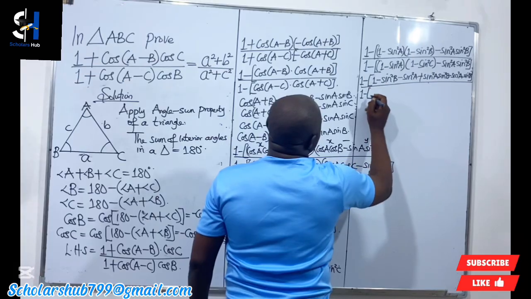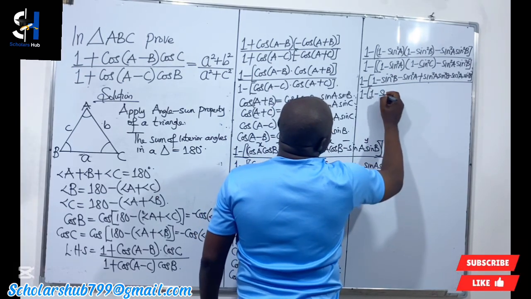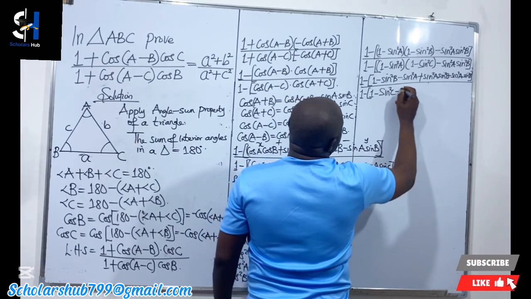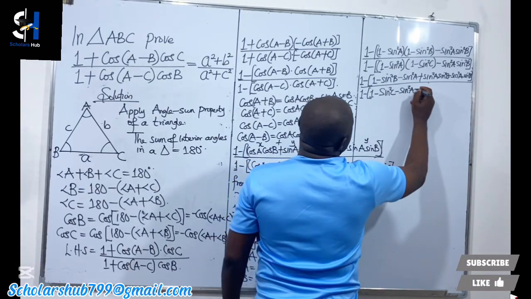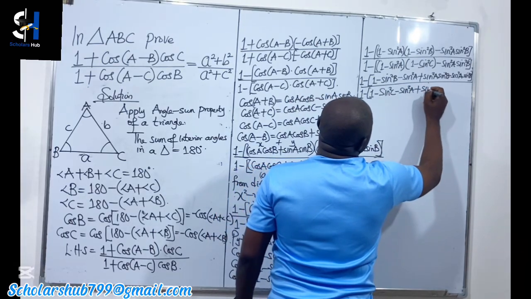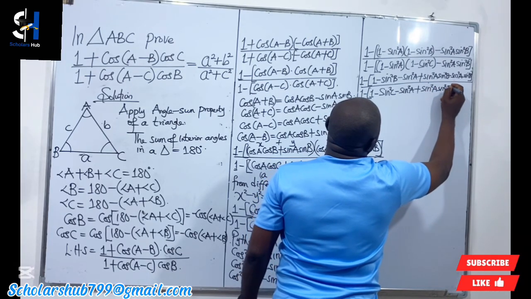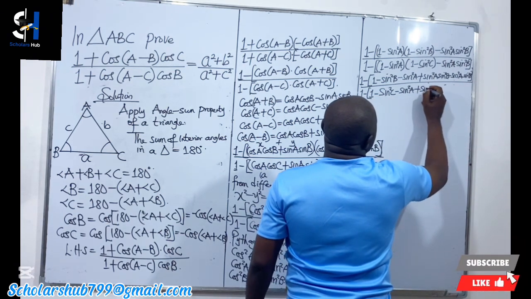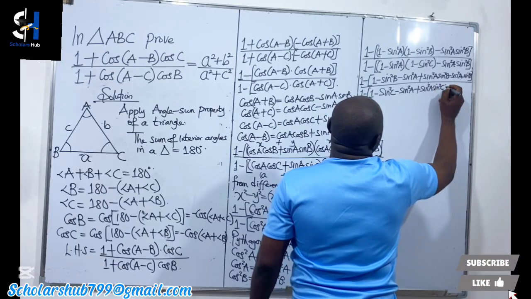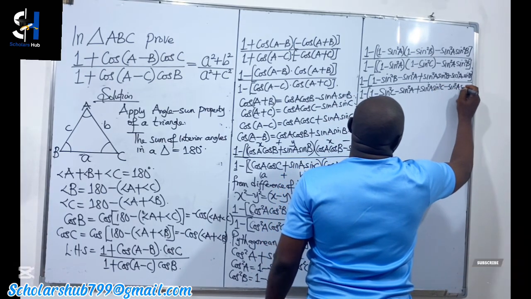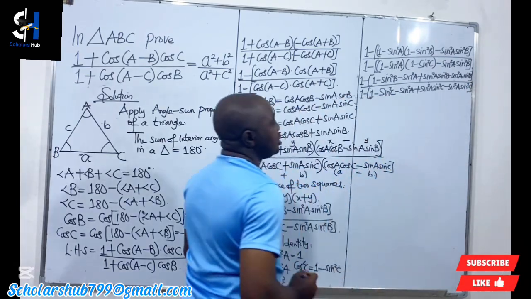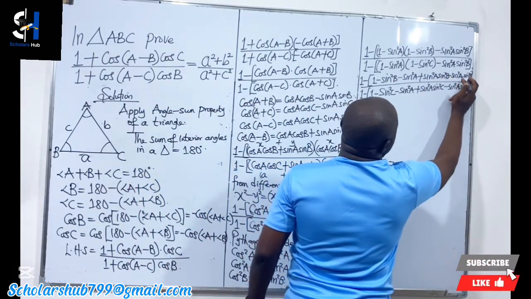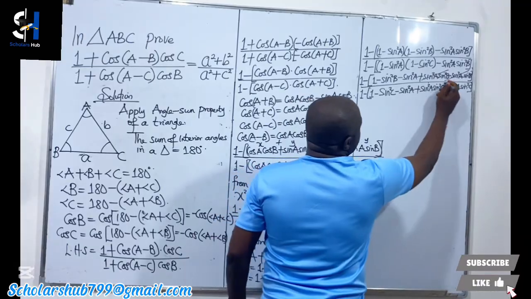So this will be 1 minus, open square bracket, 1 minus sine squared C, okay, then minus sine squared A, then plus sine squared A sine squared C, minus sine squared A sine squared C, sine squared A sine squared C. All right, so sine squared A sine squared B minus sine squared A sine squared B, this will be 0. Then this will be 0 as well.